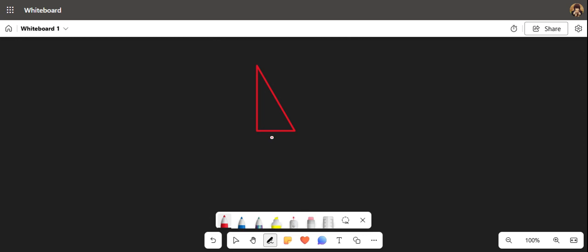Say we have a triangle with sides 3, 4, and 5. This is a right angle triangle. If I measure this angle, I'll find that it's 53 degrees.